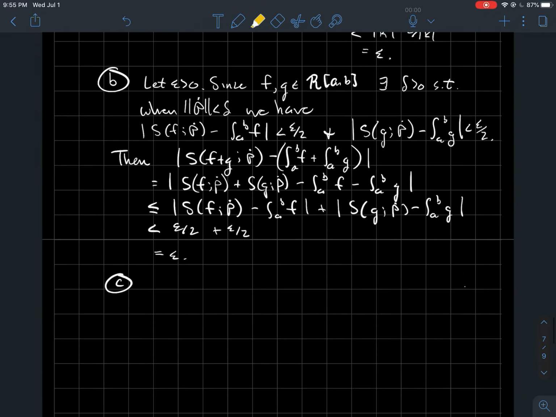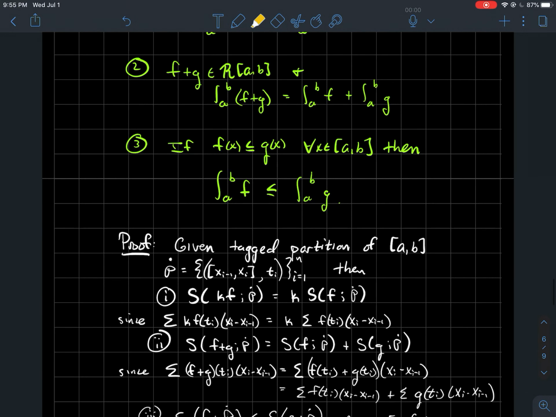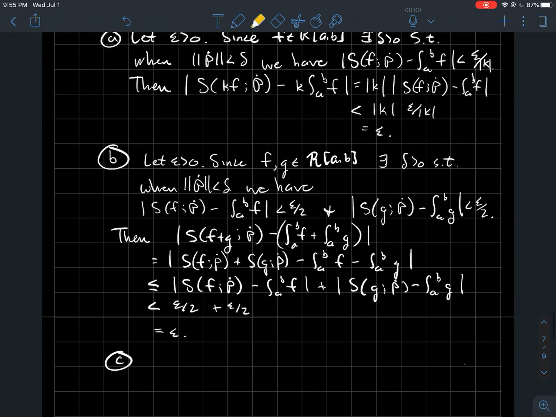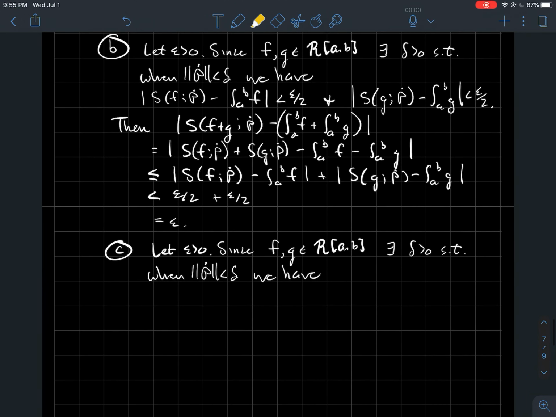Finally, part C, which again should be part 3, which has to do with if f and g satisfy an inequality over [a, b] all the time, then so do the integrals. So this one is maybe not tricky, but maybe a little bit more tricky than those two. So let's let epsilon be bigger than 0. Again, since f and g are Riemann integrable, I can find a delta that is so small that whenever you give me a tagged partition whose norm is less than delta, I should be able to make sure that the Riemann sum is within epsilon over 2 of the integral of f.